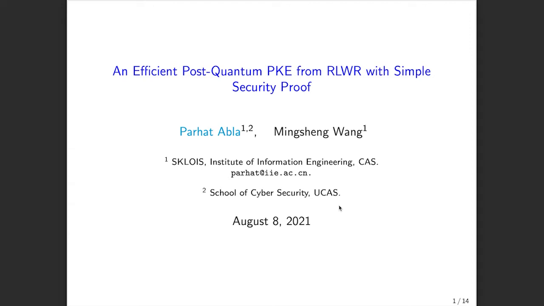This talk is about an efficient post-quantum PKE from RLWR with simple security proof. I am Parhat Abla.